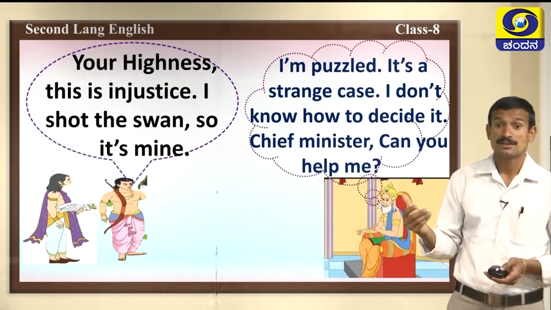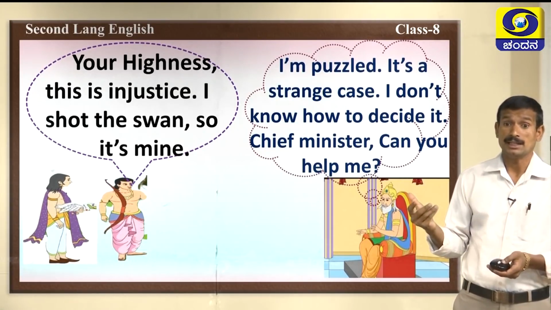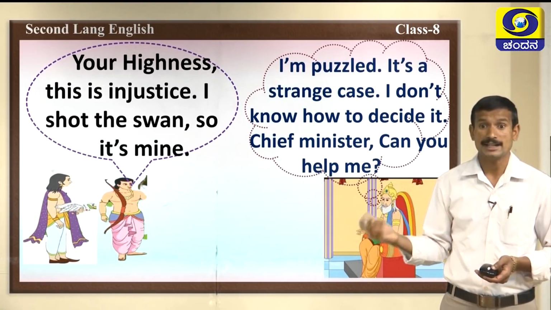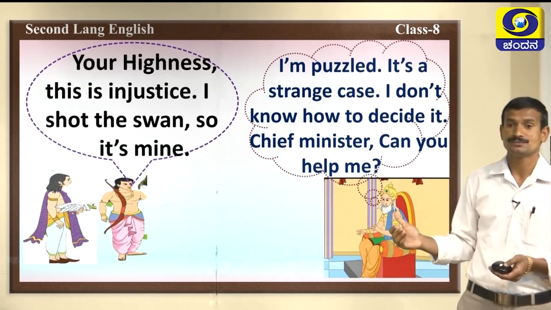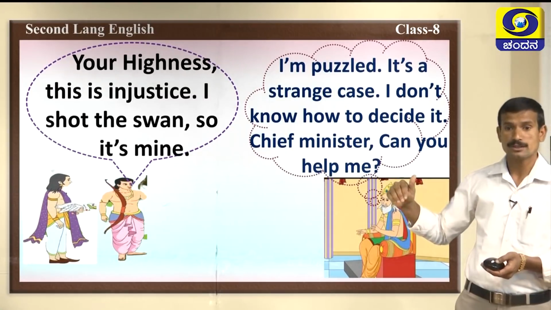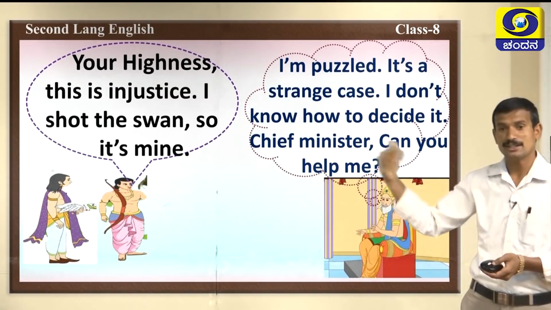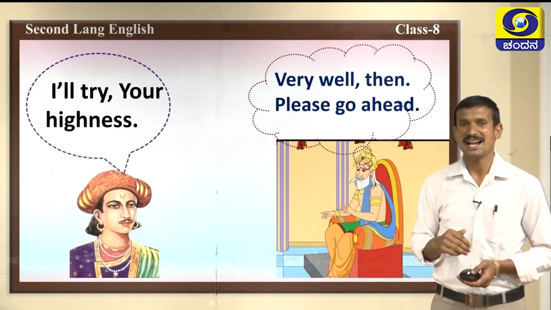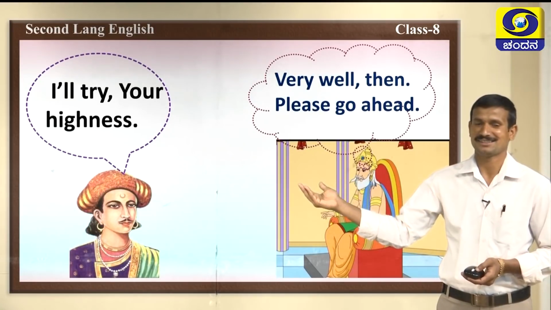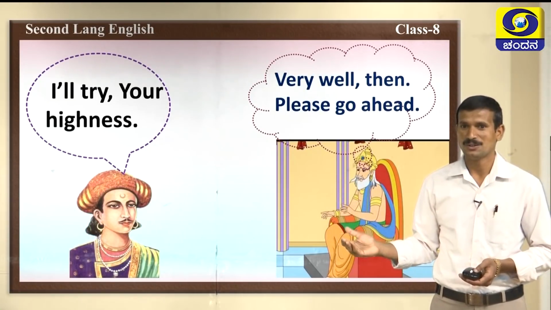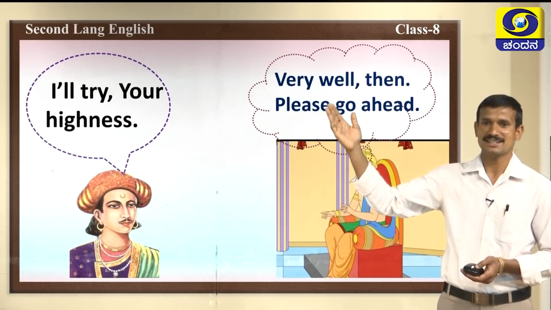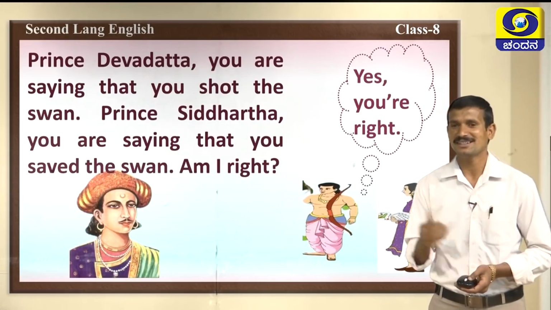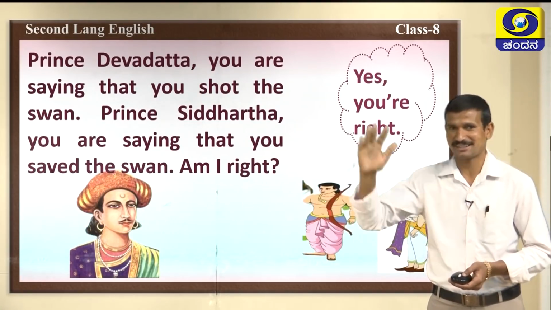The king says, I am puzzled. It's a strange case. It's a difficult case. I don't know how to decide it. The king says to the chief minister, Chief Minister, can you help me? Then the chief minister says, I will try, Your Highness. The king says, very well, then please continue, go ahead. Now the chief minister is ready to solve the case.